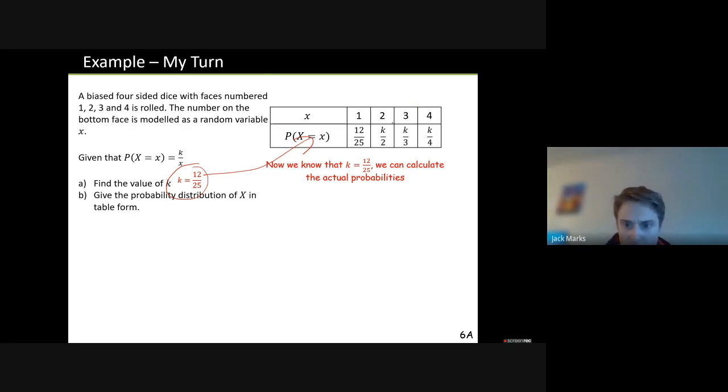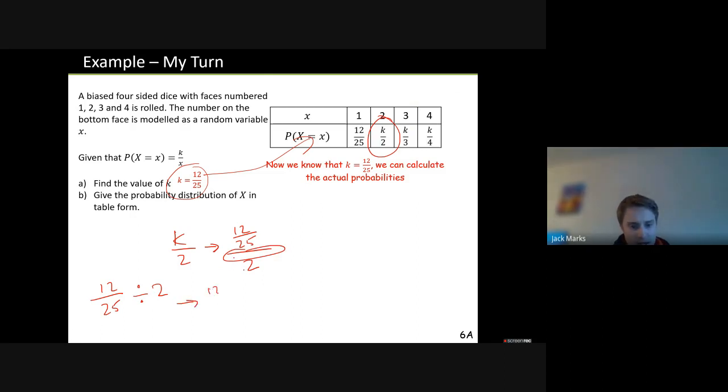Just a quick note, I'm going to talk to you about a tip for how you would do this one here. If you say this is going to be K over 2 and you substitute the number in, 12 over 25 over 2, when you're faced with a fraction on top of a fraction, I would always recommend that you write this out separately as 12 over 25 divided by 2. Take this here to mean divided by 2. Then you do your keep, flip, change thing. And you can see you're going to get 6 over 25.